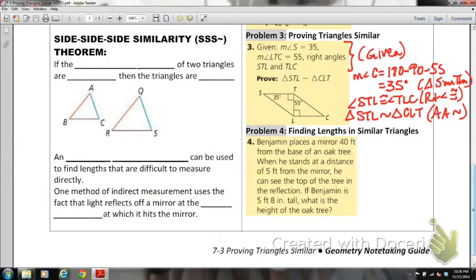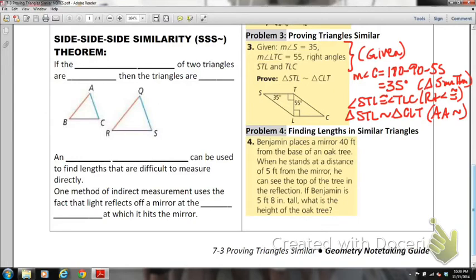In the last problem, we're finding lengths in similar triangles, and this is where we're going to use indirect measurement and angles of reflection. It says Benjamin places a mirror 40 feet from the base of an oak tree. When he stands at a distance of 5 feet from the mirror, he can see the top of the tree in the reflection. If Benjamin is 5 feet 8 inches tall, then what is the height of the tree? You need to draw a picture for this.